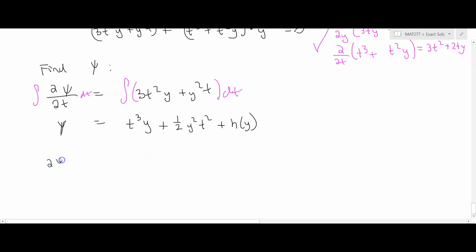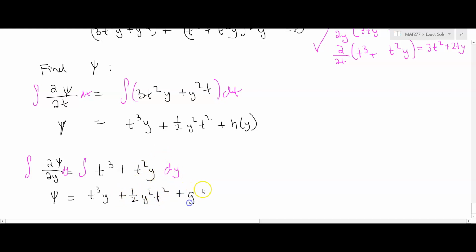Now also psi sub y we know is equal to the N piece. So we need to look at t cubed plus t squared y, and we want to integrate that with respect to y to obtain the original psi function. So psi is also equal to, with respect to y, this is a constant, so t cubed times 1, the integral of 1 is y. The integral of this with respect to y, t squared is constant, so the integral of y is 1/2 y squared, so this will be 1/2 y squared t squared. And then of course when you integrate with respect to y, any function of t may have gone away.